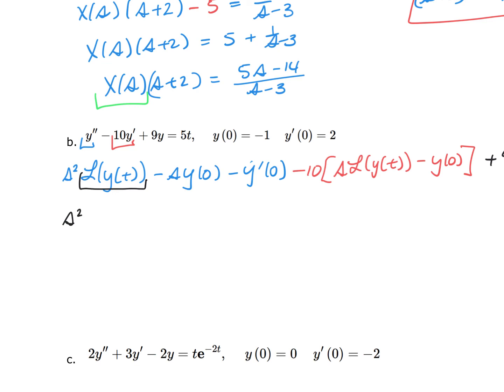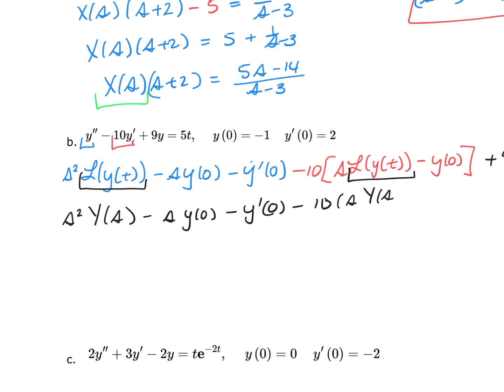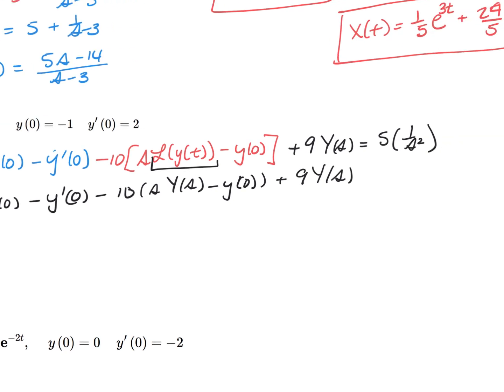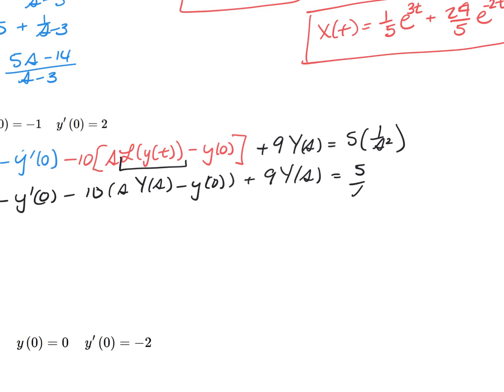Now, we know the Laplace of y of t gets replaced with cap Y of s. So I get s squared cap Y of s minus s y of 0 minus y prime of 0, minus 10. Remember, this gets replaced with cap Y, so s cap Y of s minus y of 0, plus 9 cap Y of s is equal to 5 over s squared.